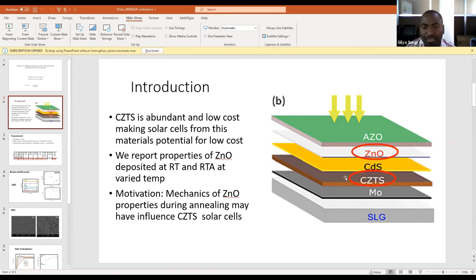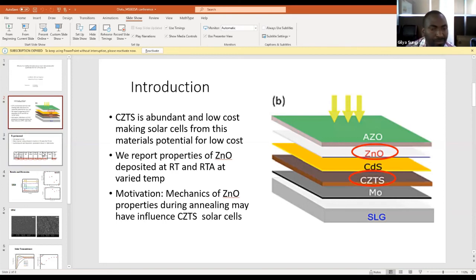And this is the cartoon that shows the structure of CZTS solar cell. The CZTS here is working as the absorber, and the zinc oxide that we are depositing is working as a window layer.